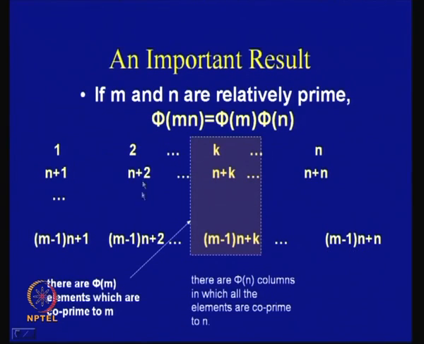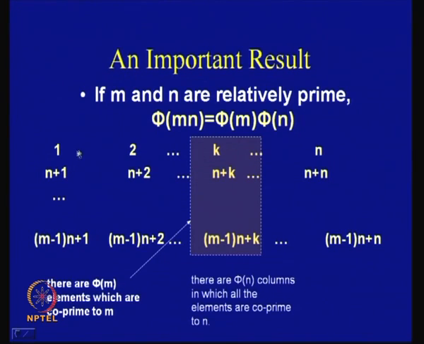Okay, so these numbers are written in an array fashion. So 1, 2 and so on till n, and the next row is n plus 1, n plus 2 and so on till n plus n, and similarly there are m rows and n columns. Okay, so we need to find phi of mn, which means that we need to find those numbers which are co-prime to mn, and you note that m and n are relatively prime. So these numbers have to be co-prime to both m and n.